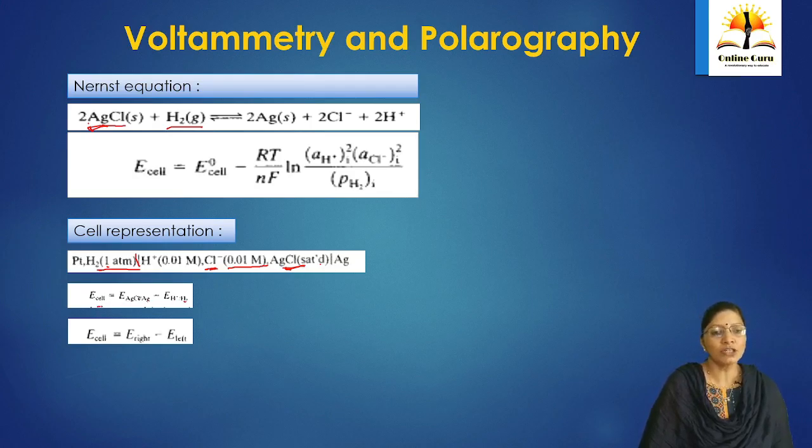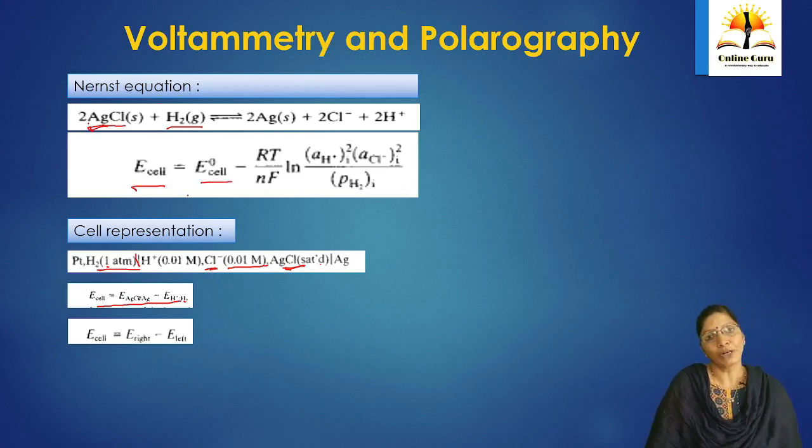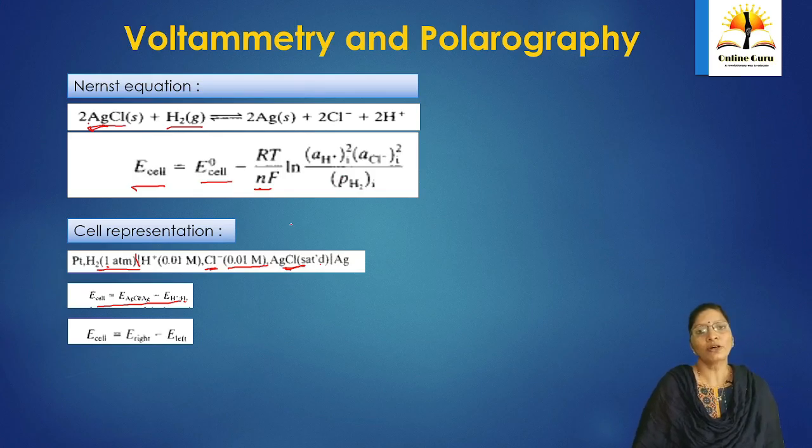This will give us the total EMF of the cell. And how is E cell given by the Nernst equation? It gives us E0 cell, that is the standard potential of the cell, minus RT upon nF log or ln of the activity of product upon activity of reactant, right? So this is the equation we are going to use in all electroanalytical problems or techniques that we are going to discuss.